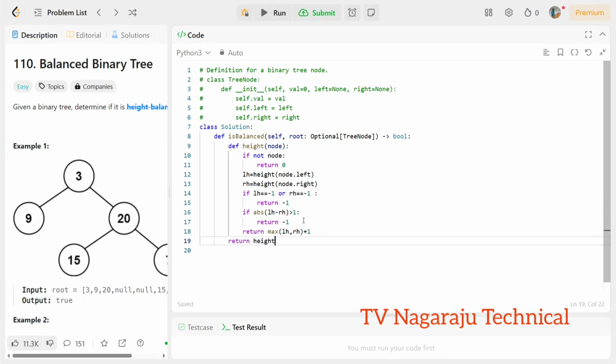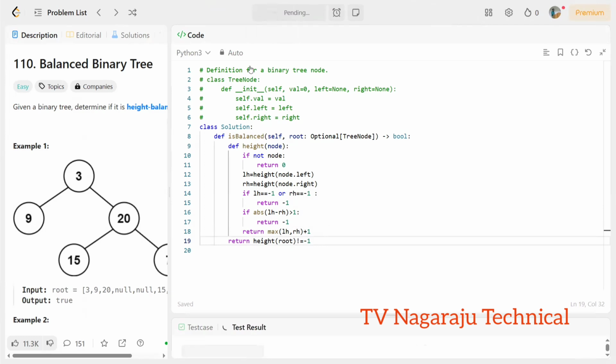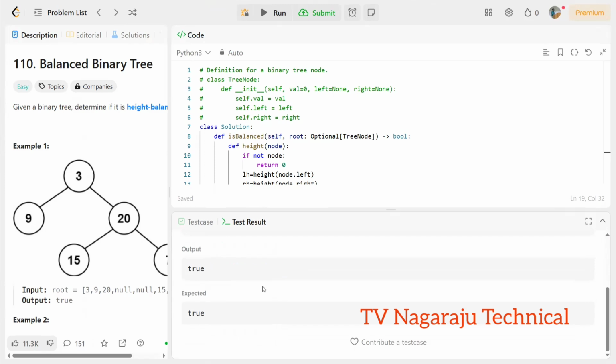So here I am calling the function height of root. If it is not equal to -1, return true, otherwise return false. Directly I am checking the condition while returning the answer. You got it? See, accepted. Now submit.